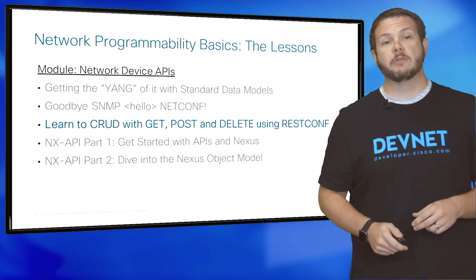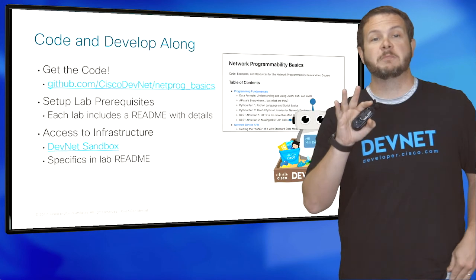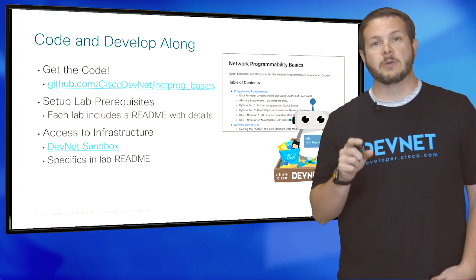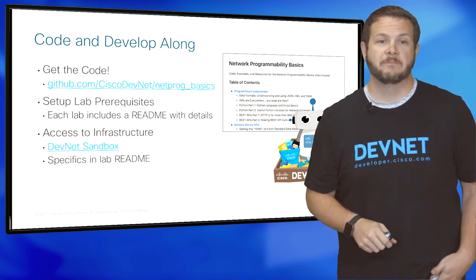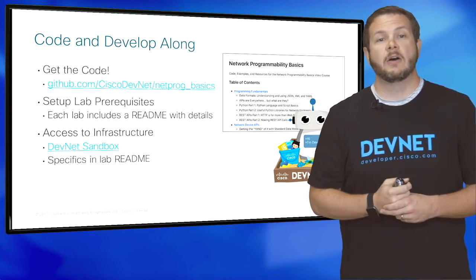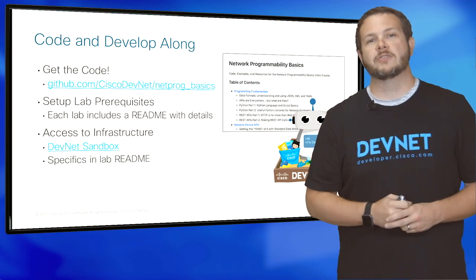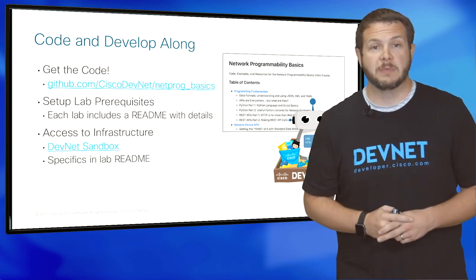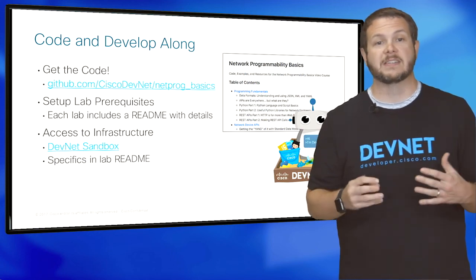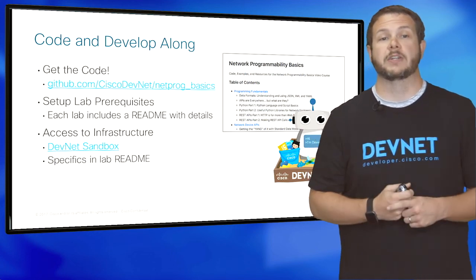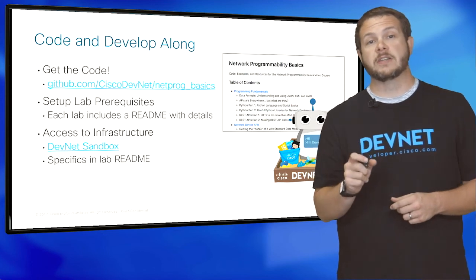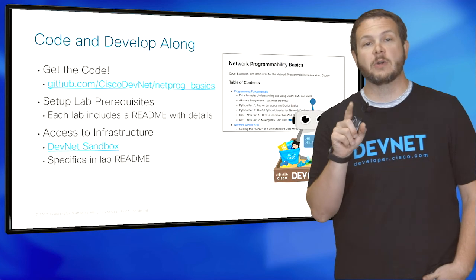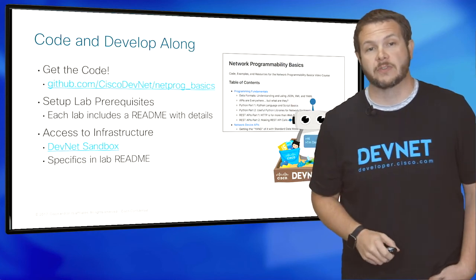If you want to follow along with me during this lesson, by all means, please do. You can get the code and all of the information necessary to execute the labs and exercises up on GitHub. You'll find it in the Cisco DevNet organization and the netprog_basics repository. Each lab, including this one, includes a README that details all of the prerequisites and setup instructions to get your workstation ready to go. And when we've got infrastructure necessary to run the labs, you can find information on how to access it and which DevNet sandbox you should reserve to get started.